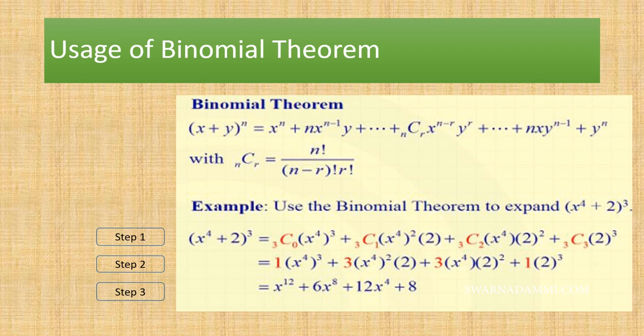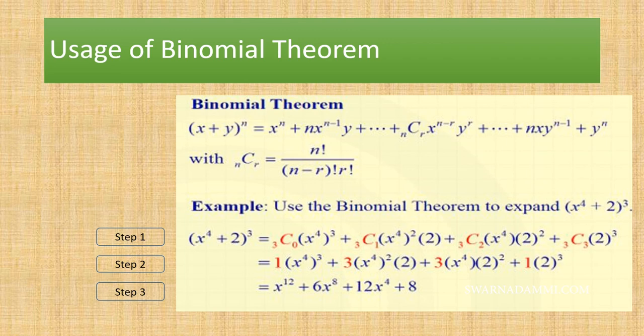Again, how can we expand nCr? nCr equals n factorial divided by r factorial times (n minus r) factorial. Right. We will see an example now.